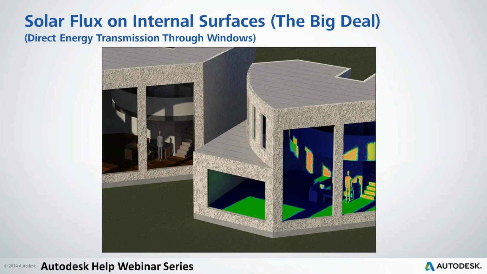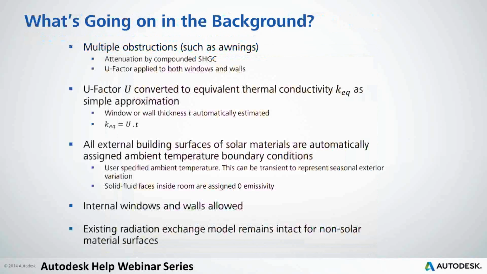Some of what's going on in the background I wanted to explain, because you do set the model up very slightly differently. First, we can have multiple obstructions. So you could have a zigzag window shape, multiple panes, or even internal windows. And the solar energy will be attenuated by each layer of glass that you reach. We can also use the U factor for walls and windows, which is useful.